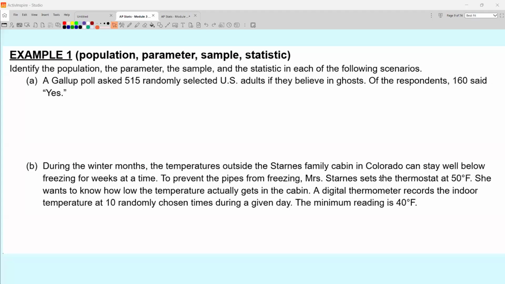In this first example, you're going to be asked to come up with what is the population, the parameter, the sample, and the statistic from the scenario. And in some of these cases, we're not really going to be provided a number, so we'll describe it in words. Let's look at example A together.